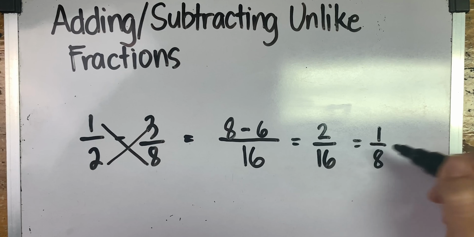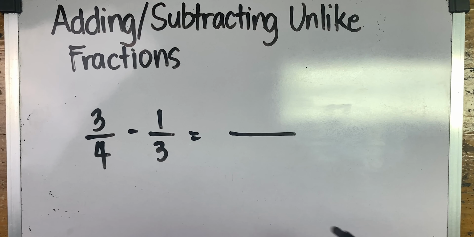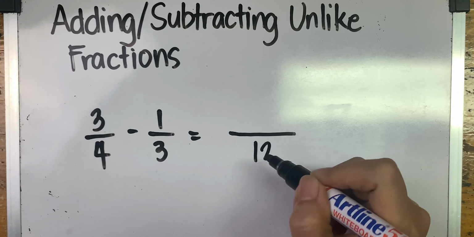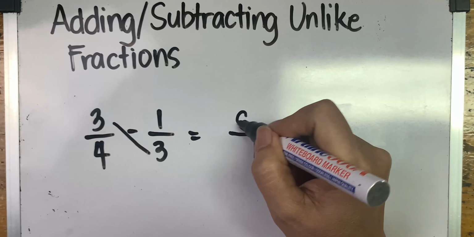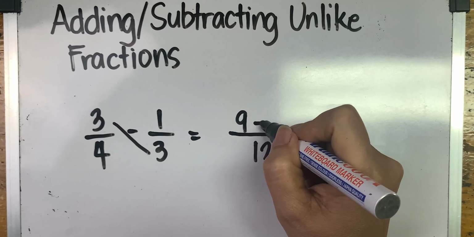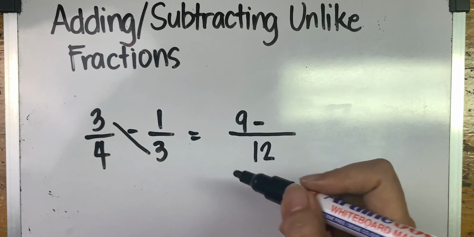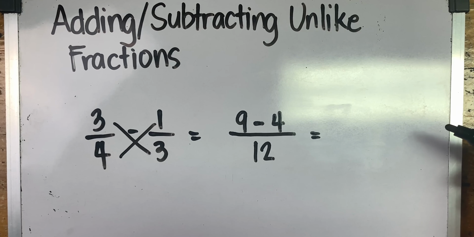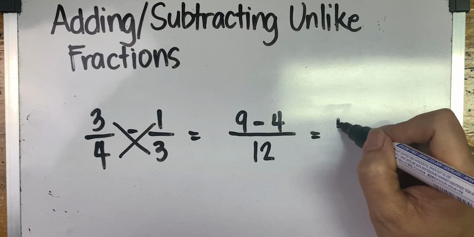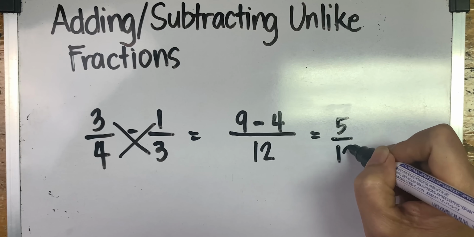And then, for our last example, 3 over 4 minus 1 over 3. Ganun din, multiply natin yung dalawang denominator. So, 4 times 3 is 12. And then, cross-multiply natin itong dalawa. 3 times 3 is 9. And then the sign, which is negative or subtraction. And then 4 times 1 is 4. So subtract natin ang numerator. 9 minus 4 is 5 over 12.